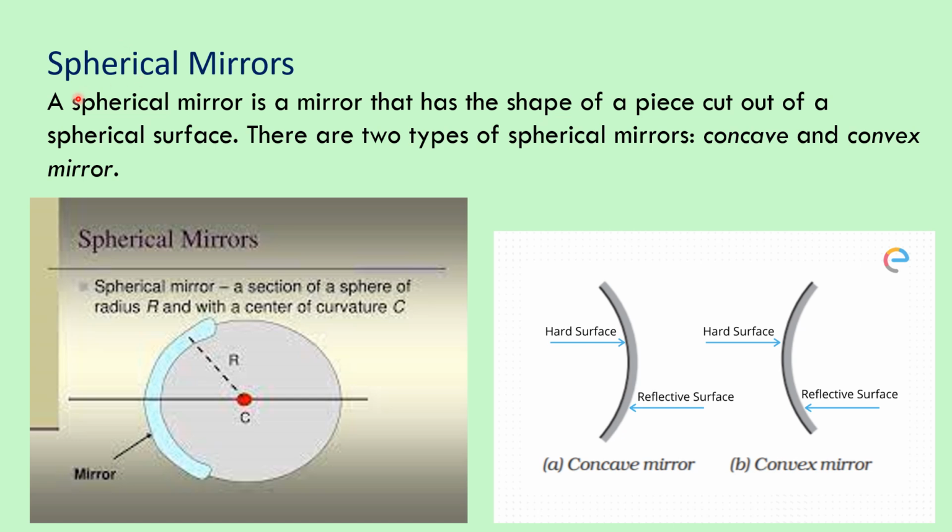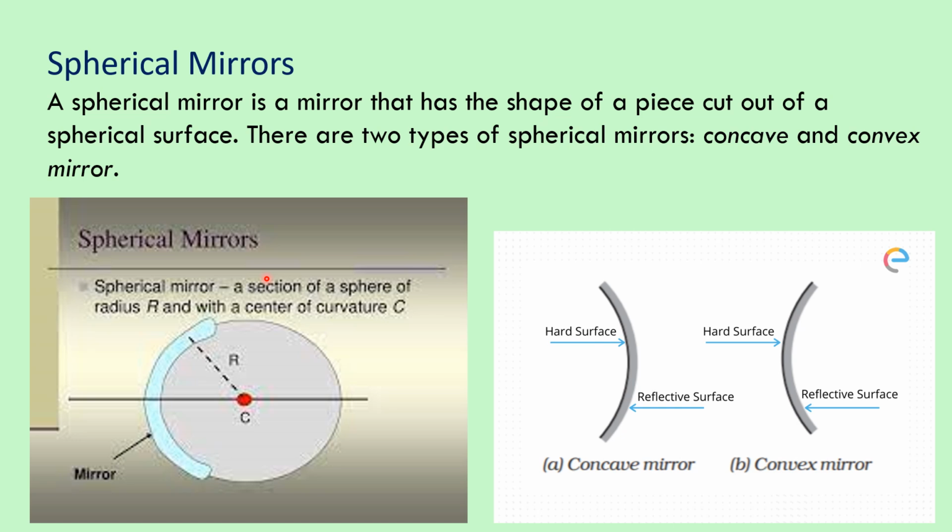Spherical mirrors. A spherical mirror is a mirror that has the shape of a piece cut out of a spherical surface. Here, this is a spherical mirror. This is nothing but a part of a sphere, a section of a sphere of radius r, and also center of curvature C. In the sphere, if you consider a part or section of a sphere, that one we will call a spherical mirror.